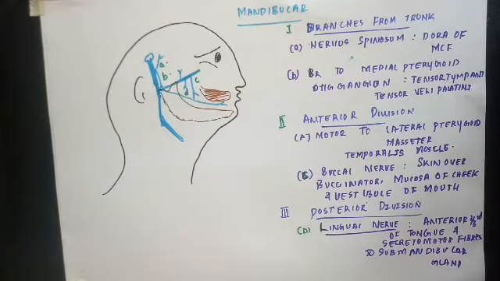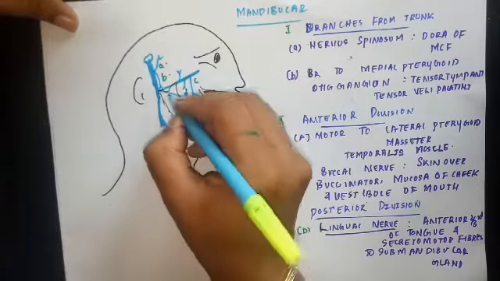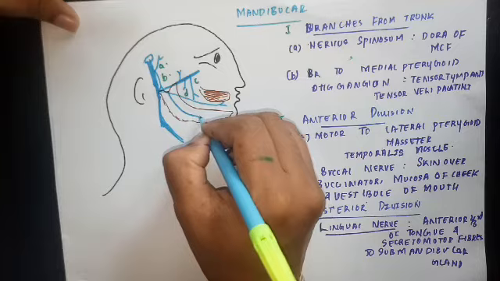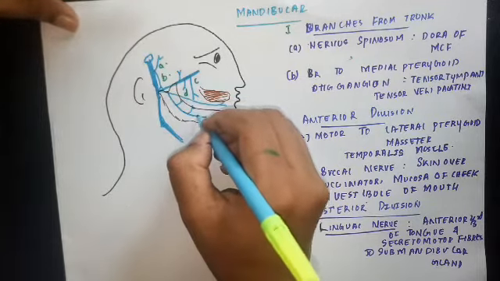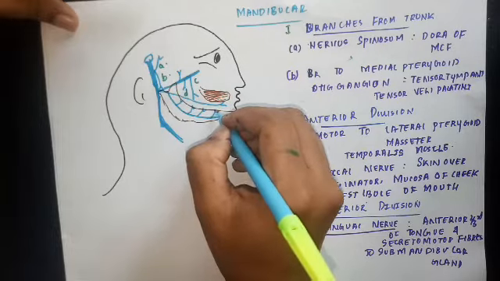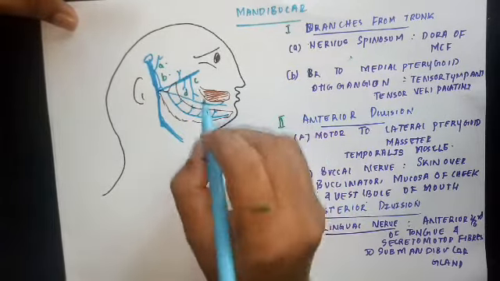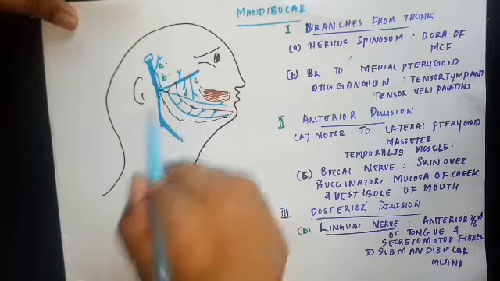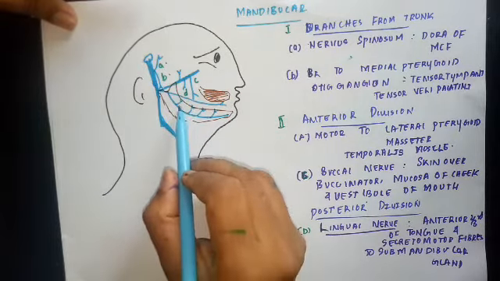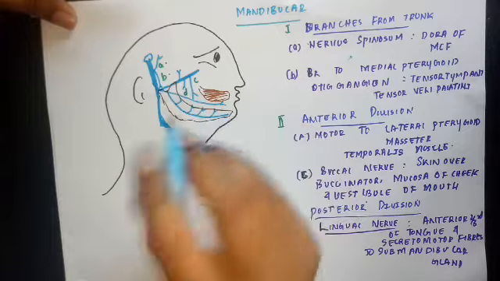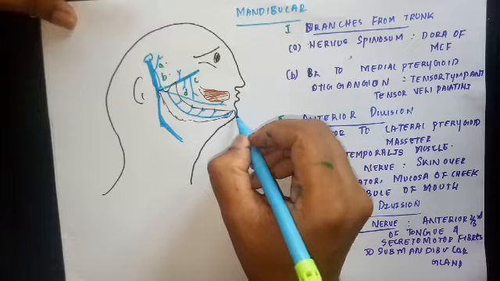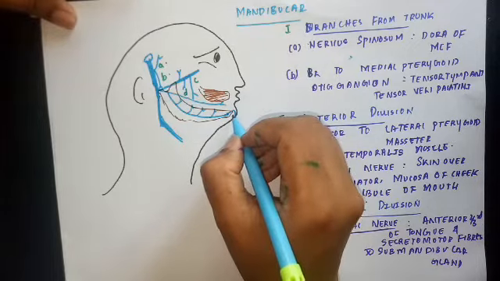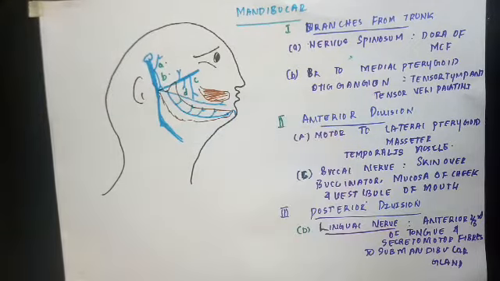The other branch arising from the posterior division is the inferior alveolar nerve. It runs through the mandibular canal of the mandible and supplies the teeth of the lower jaw. All the teeth of the lower jaw are supplied by the inferior alveolar nerve, and the adjacent gum is also supplied. Then it emerges through the mental foramen as the mental nerve, which supplies the skin over the chin.